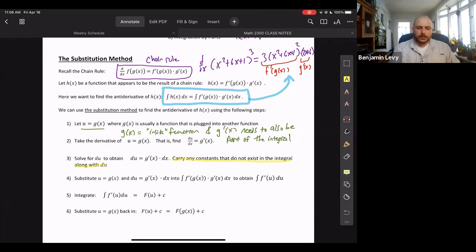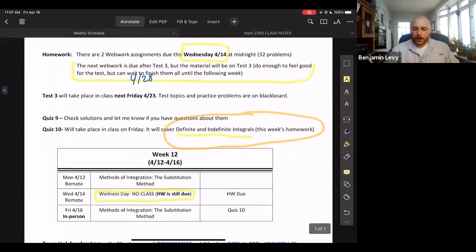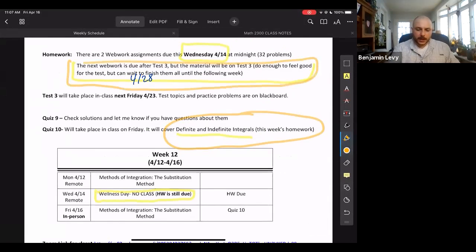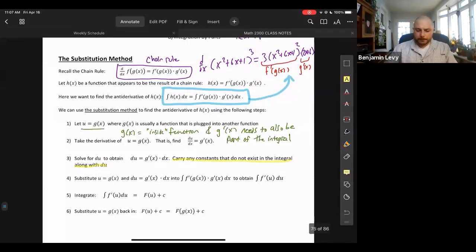I'll just remind you, though, before we get started, this homework is not due until after the test. So I'm highlighting that again in orange. It's not due till after the test, but it's going to be on the test. And so I'm just trying to give you the opportunity to do enough to prepare yourself for the test, but you don't have to fully complete the assignment. So keep that in mind.